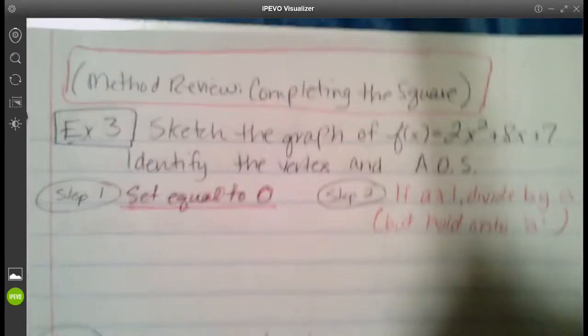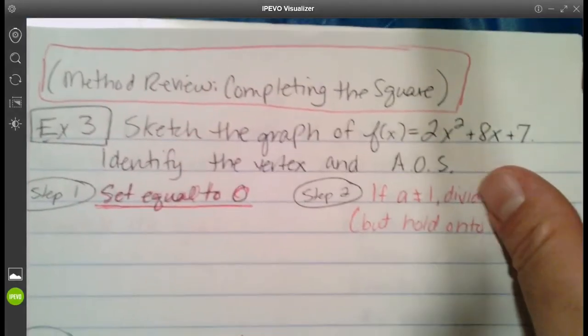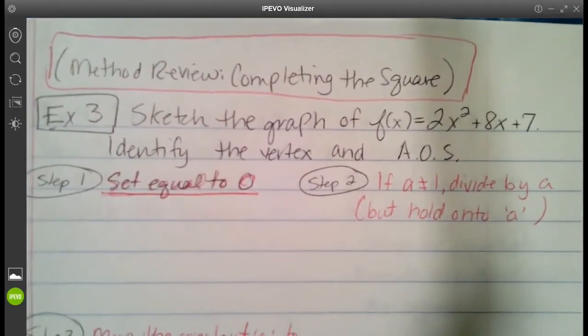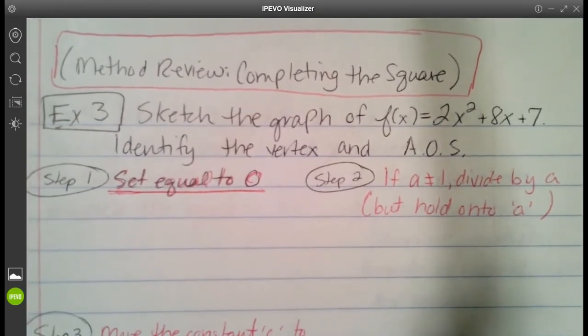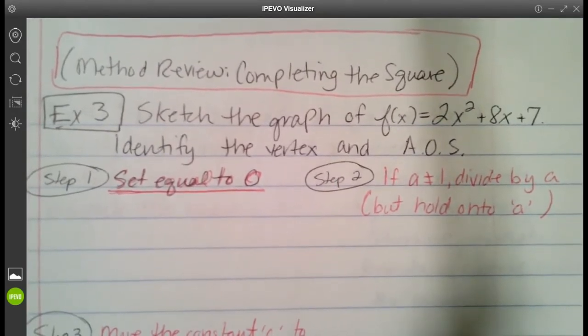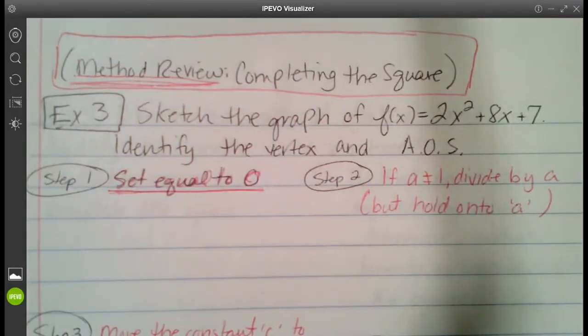Fair warning, this example might be a little bit new for some of you. So up here at the top, we have a method review because I do not know if you have seen this or not. If you have never seen completing the square before, this is going to be completely brand new for you. I went ahead and outlined the steps very step by step just to help with the process.